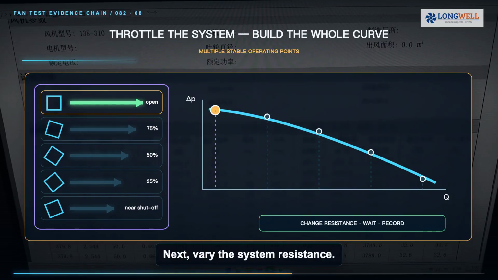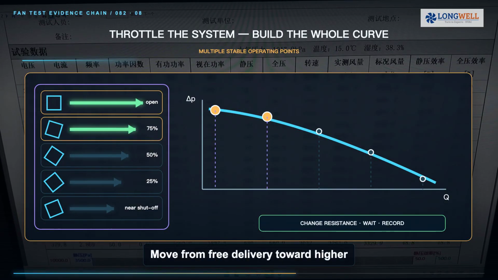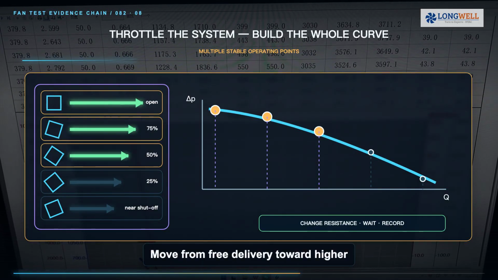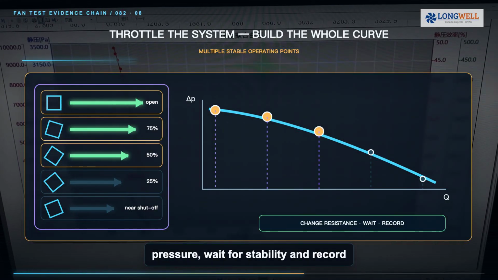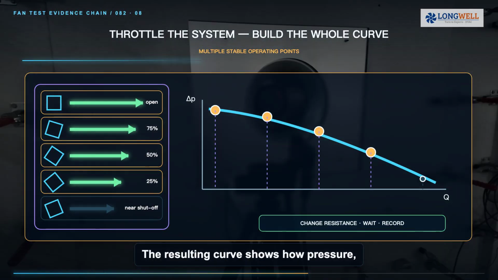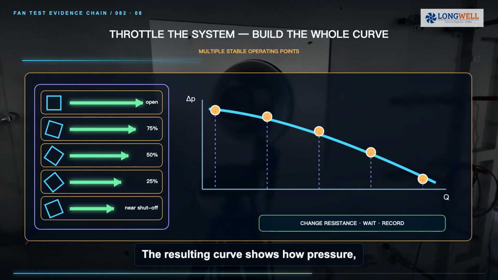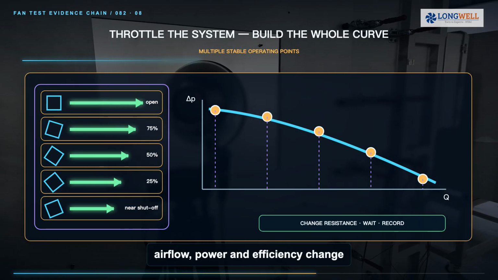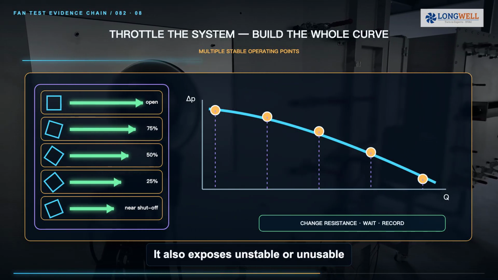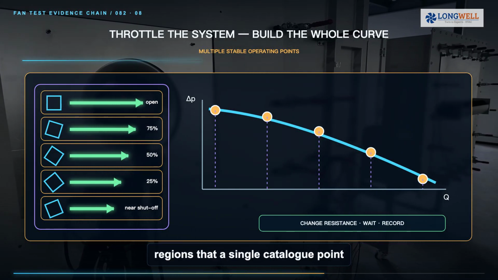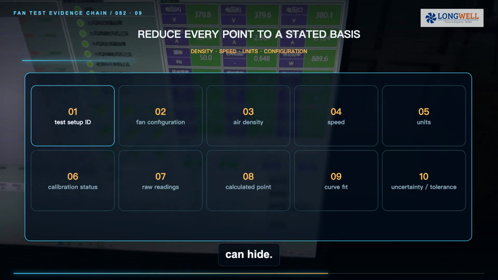Next, vary the system resistance. Move from free delivery toward higher pressure, wait for stability, and record multiple points. The resulting curve shows how pressure, airflow, power, and efficiency change together. It also exposes unstable or unusable regions that a single catalog point can hide.